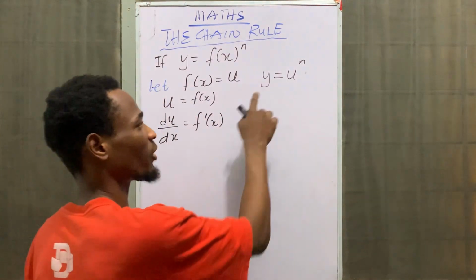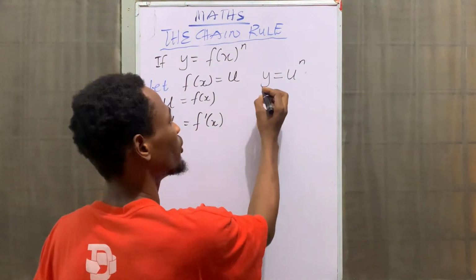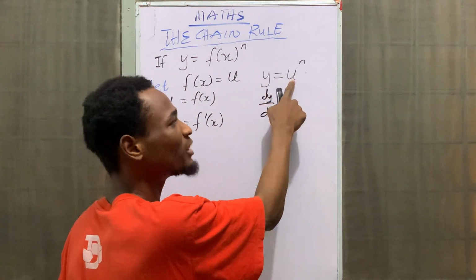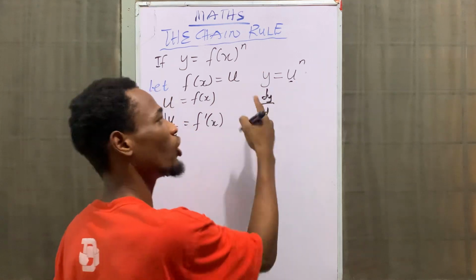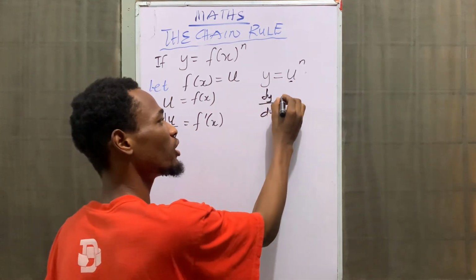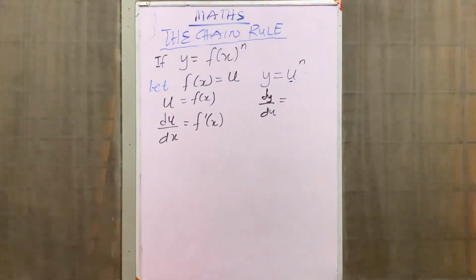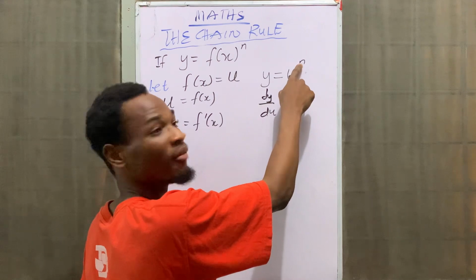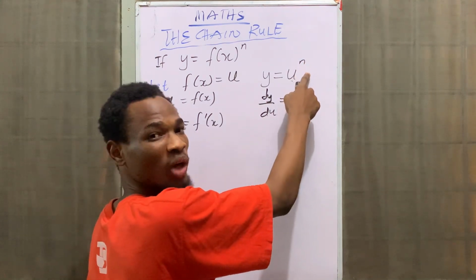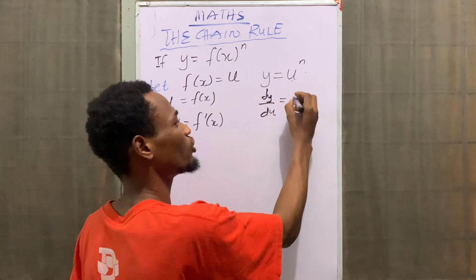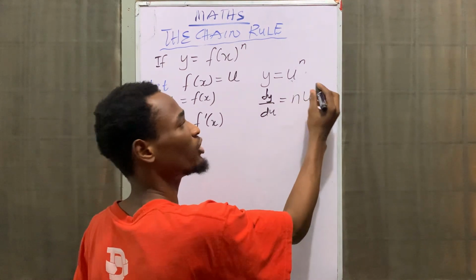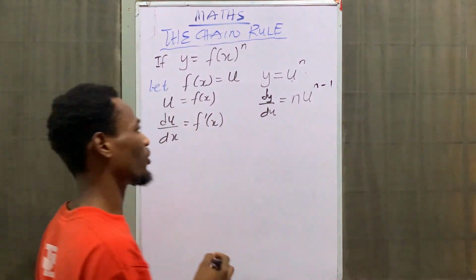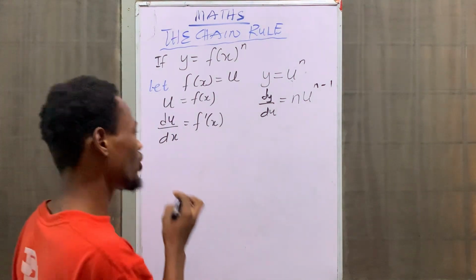Now let's consider this. When I differentiate y, it will be dy, and please remember, it is not dy/dx here, but dy with respect to u. So it will be dy/du equal to, and you know this from the onset that whenever you have an exponent, this exponent will come and multiply the function u. So it will be n u to the power n minus 1. Are you okay?